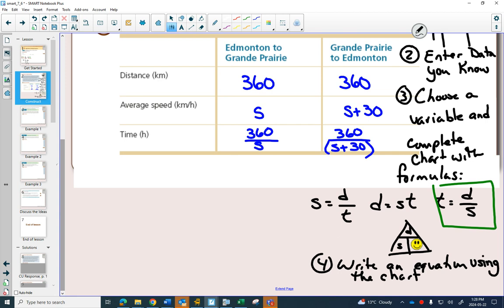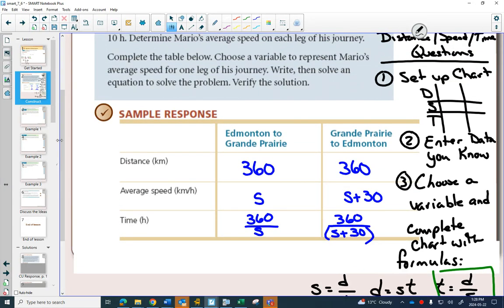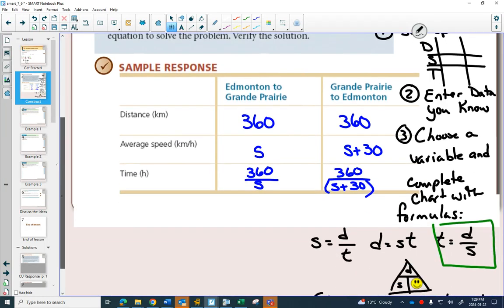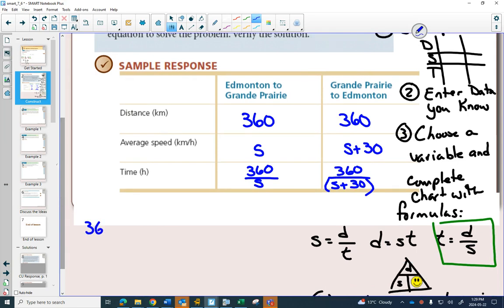Then we want to write an equation using the chart. So something in the question should allow us to write an equation, and that comes in the very end of the sentence: his total driving time was 10 hours. That means this time plus this time has to equal 10. And that creates, so this time plus this time. And I'm strategically leaving some space because I'm like, oh, equals 10.